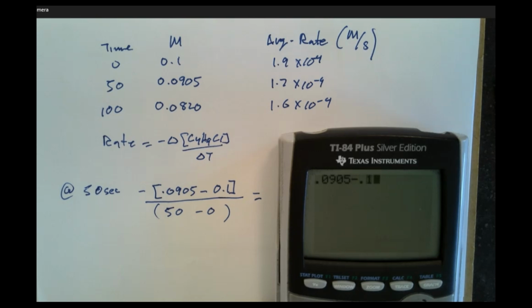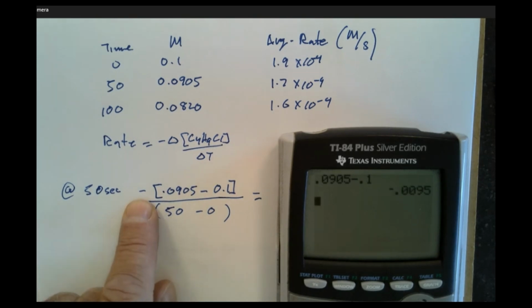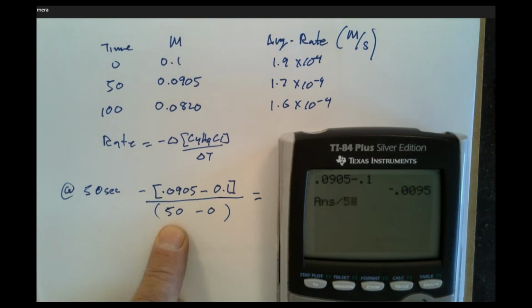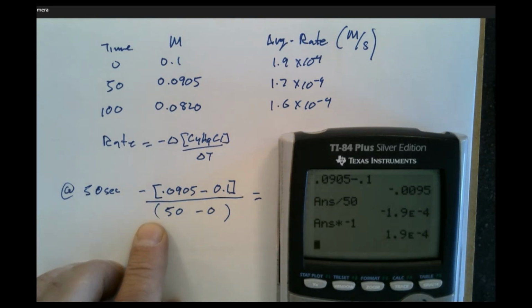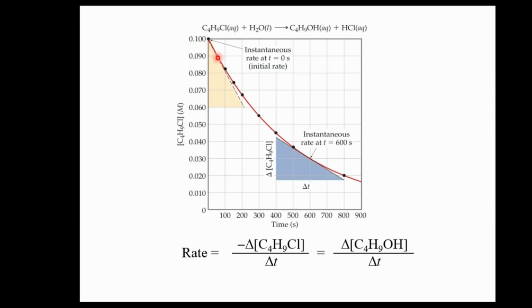0.0905 minus 0.1. Look at there. There's a negative number. That negative sign is going to get rid of that. 50 minus 0, that's 50 seconds later. Divide by 50, and then times a negative 1. There's where we get the 1.9 times 10 to the negative 4th. So we calculated the rate there and the rate there.